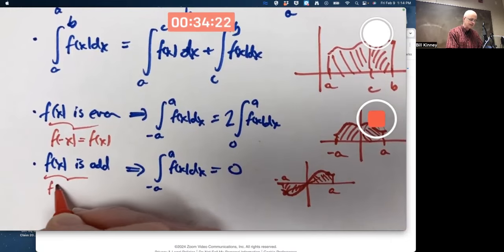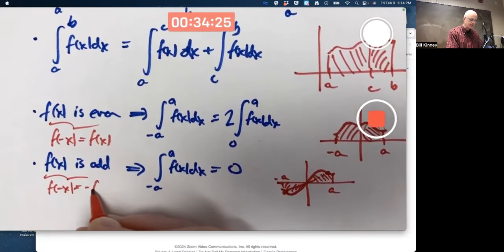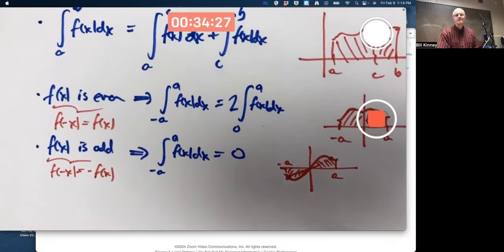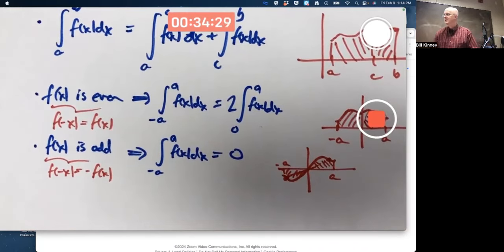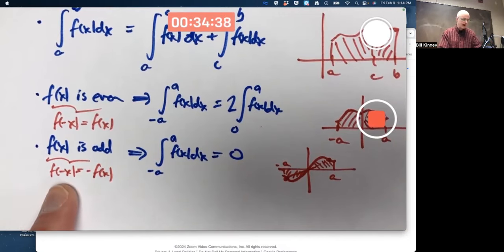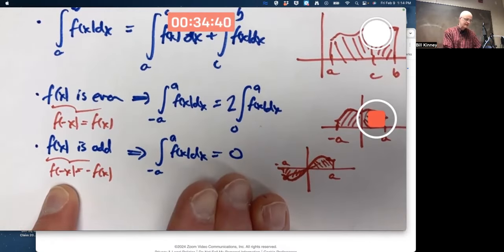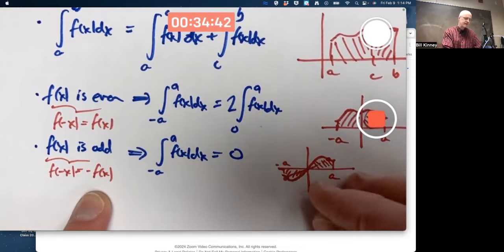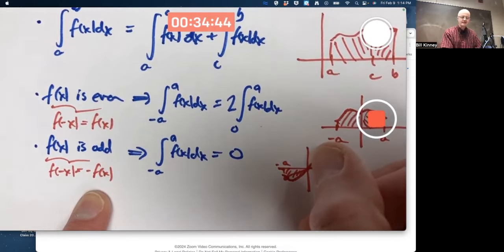Symbolically odd means f of negative x equals negative f of x for all x. That happens, for example, with x cubed or x to the 5th or x cubed plus x to the 5th. It also happens for the sine function. You're saying if you reflect the graph across the vertical axis, you get the same graph as if you reflect it across the horizontal axis.